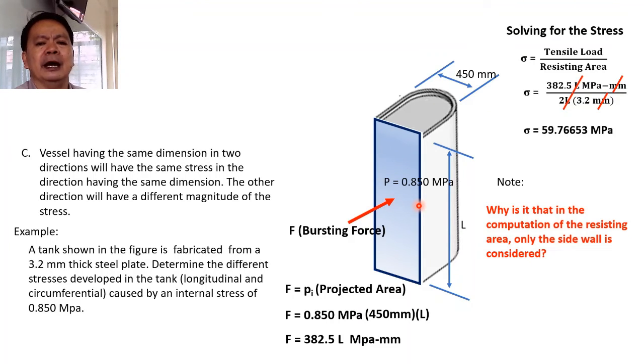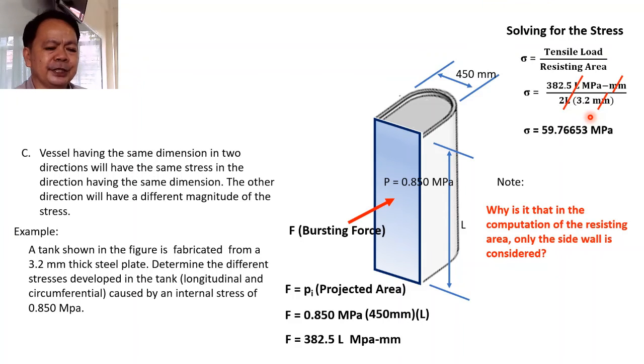And for us to have a safe design or safe computation of the maximum stress, we may consider it to be negligible. The support or the contribution of this part of the wall may be considered negligible, and therefore we will be expecting that it's only the wall of the vessel that is supporting the stress. And that's why the only resisting area is taken to be twice the length of the wall multiplied by the thickness of the wall.